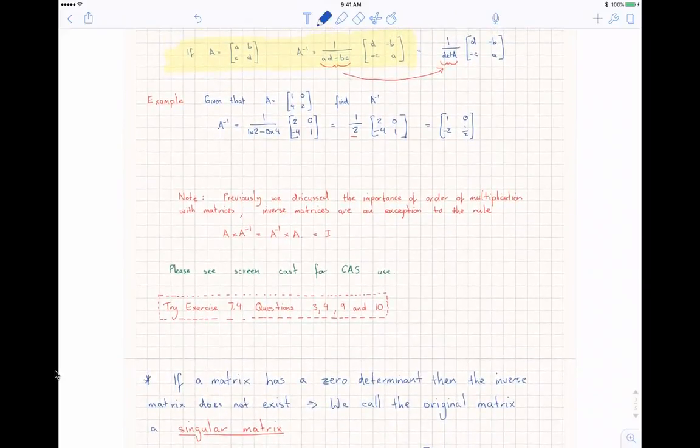Now, an important note here is that we previously discussed the importance of the order of multiplication with matrices. Inverse matrices are an exception to the rule. It doesn't matter which order we multiply A times A inverse or A inverse times A. Either way, we still get the identity matrix.